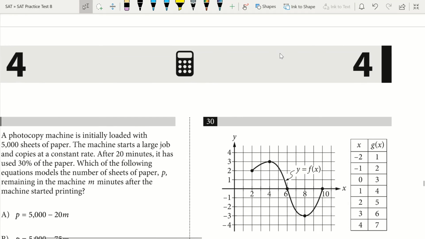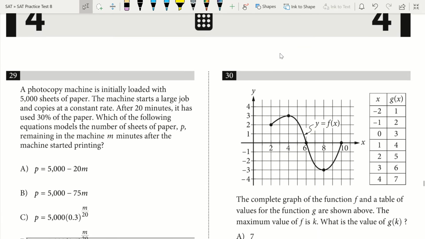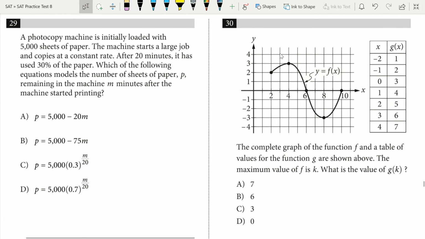Alright, question 29. A photocopy machine is initially loaded with 5,000 sheets of paper. The machine starts a large job and copies at a constant rate. After 20 minutes, it has used 30% of the paper. Which of the following equations models the number of sheets of paper P remaining in the machine M minutes after the machine started printing? Well, we know that we start with 5,000 sheets, and we know after 20 minutes we use 30% of the paper, right?